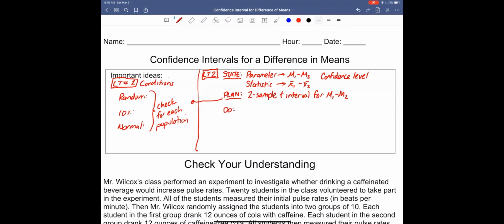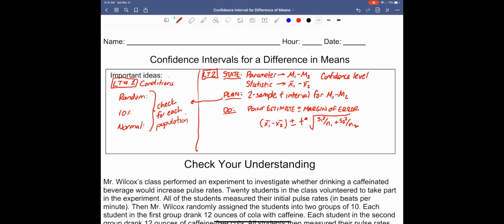For the do step, the general formula for any confidence interval is going to remain the same. Point estimate plus or minus the margin of error. What's new for us here is the specific formula. So in our specific formula, the point estimate is our statistic, x1 bar minus x2 bar, plus or minus, and now for the margin of error, we need our critical value, t star, times the standard error here, which is the square root of s1 squared over n1 plus s2 squared over n2.